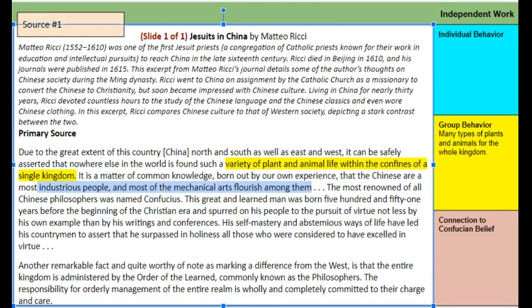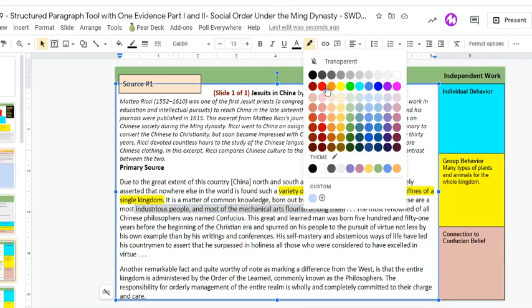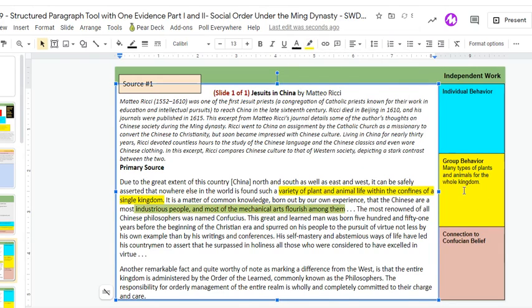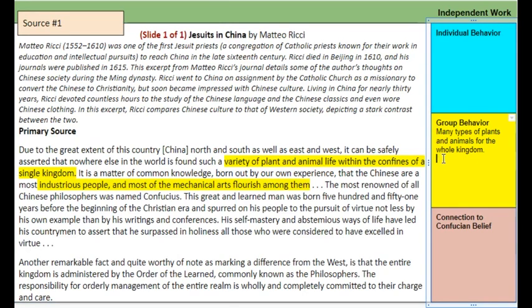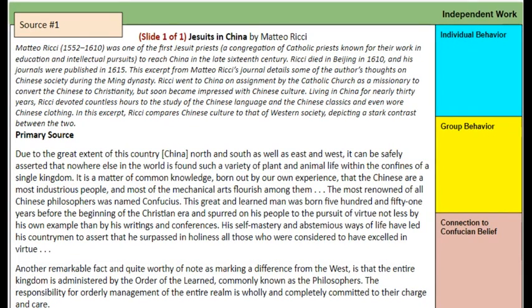So again, I'm going to highlight this. I still have my highlighter in yellow, and I am highlighting it yellow. I'm going to write industrious people. Let's use different language, I like rephrasing. Hardworking people skilled at mechanics. So we have one example of group behavior.